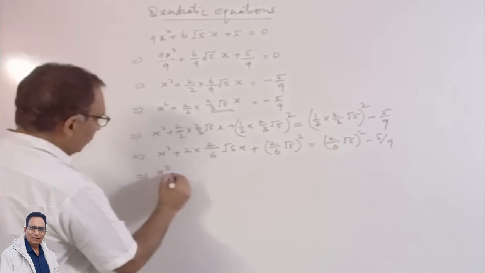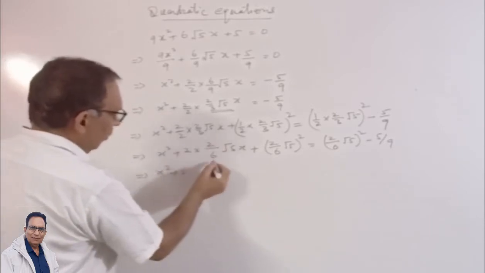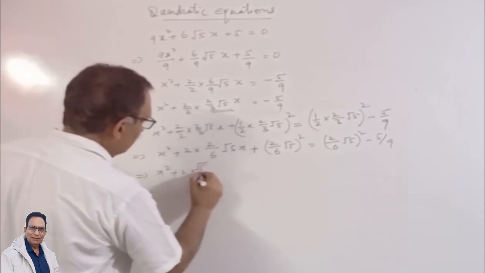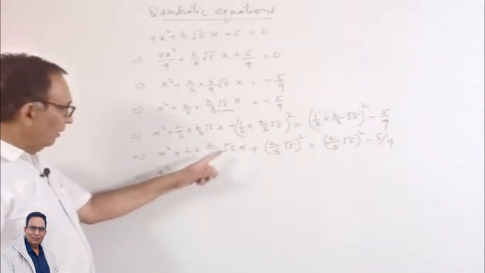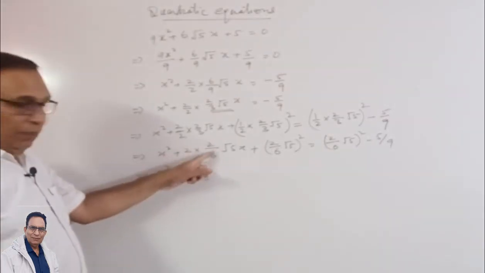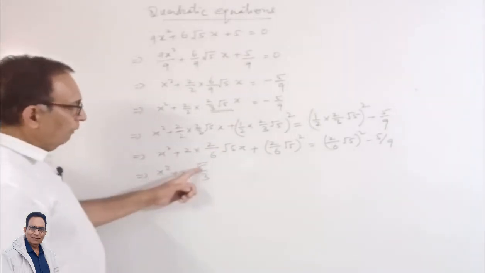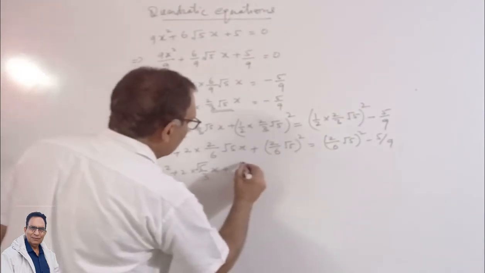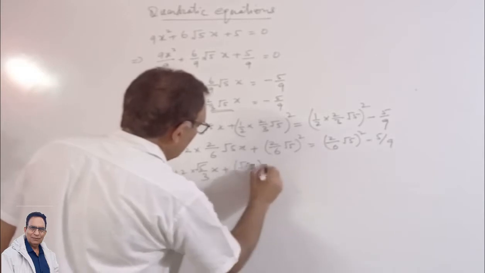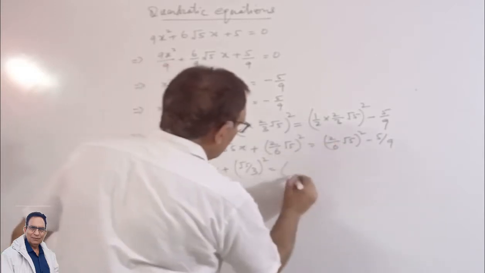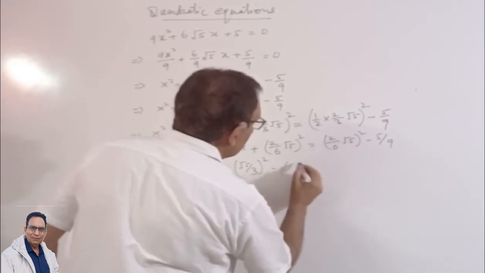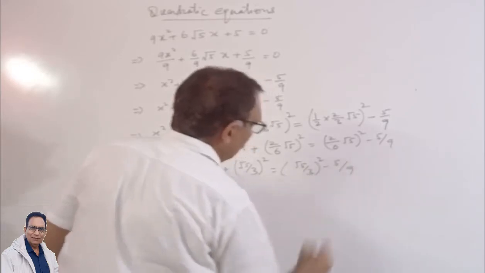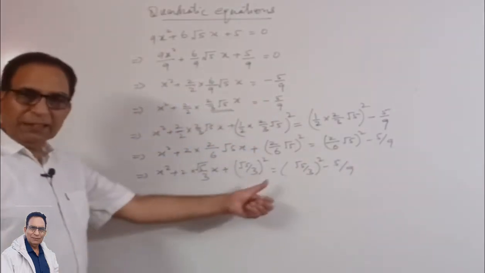You will be having x square plus 2. Cancel it out, it is 1 over 3. And this can be written as radical 5 over 3. 6 is cancelled by 2, 1 over 3, so that is radical 5 over 3. x plus the same thing you do here, and you are getting radical 5 over 3 square. The same thing you can do to this side also. This becomes radical 5 over 3 square minus 5 over 9. I hope it is clear. This part is clear so far.